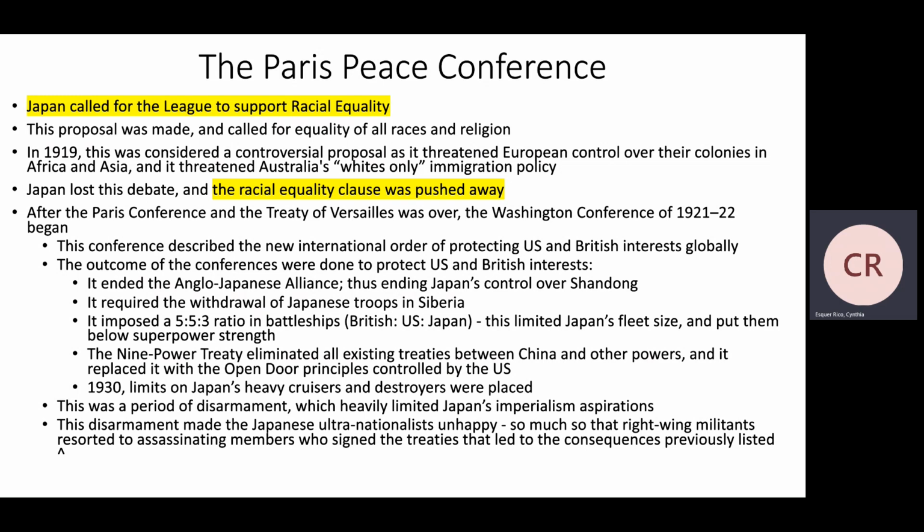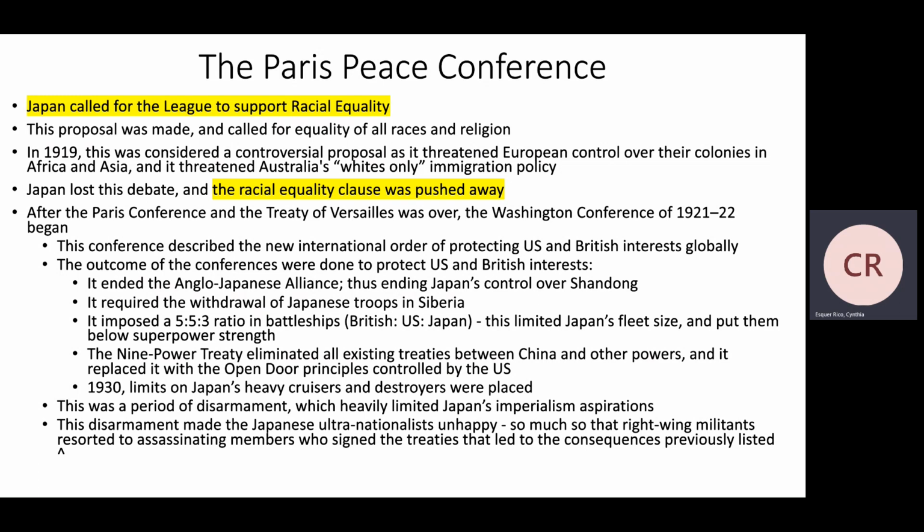In 1930, limits on Japan's heavy cruisers and destroyers were placed. This was a period of disarmament, basically, which heavily limited Japan's imperialistic ambitions. So their plans for spreading out of Japan and taking all these territories were hitting a roadblock at this point because of all of this disarmament, right?